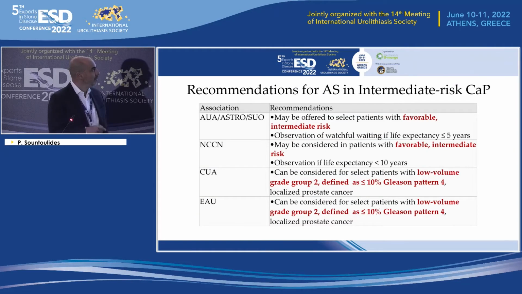So, as I mentioned previously, recommendations for active surveillance for patients in the intermediate risk group have been adopted by most of the guidelines, actually by all guidelines. The difference is that the European and Canadian guidelines limit the suggestion to patients who have low volume grade group 2 disease, defined as less than 10% involvement of Gleason pattern 4. Whereas the NCCN guidelines do not have this limitation.